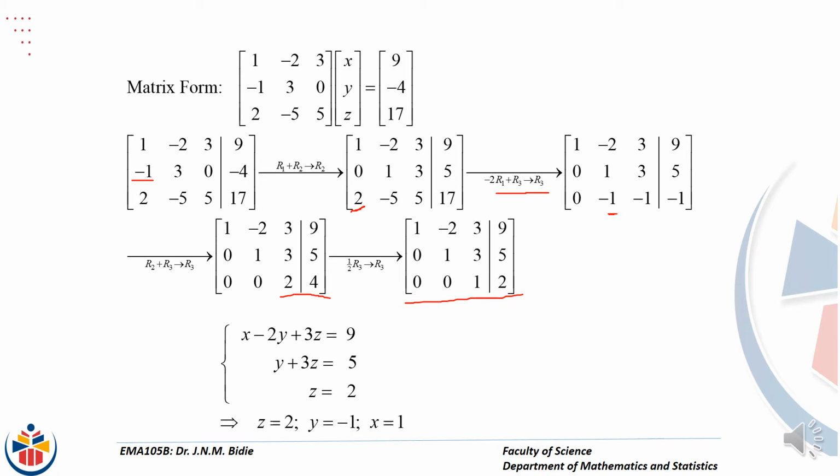Then we continue with the back substitution. Z equal to 2, substitute into the second equation, get y equal to negative 1, and then we go back and substitute into the first equation to get x equal to 1.